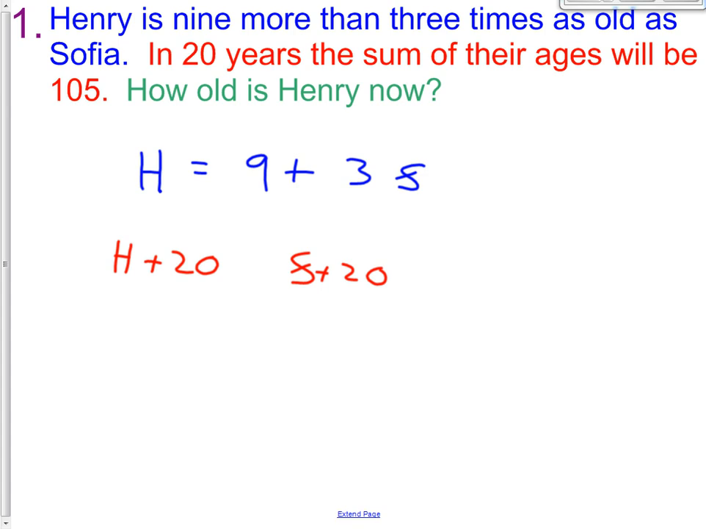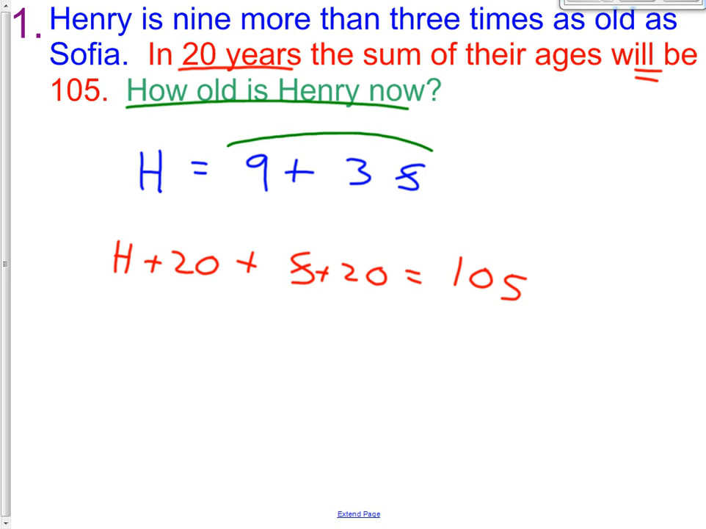So it says in 20 years, I've taken care of that, the sum of their ages, so adding their 2 ages, will be, that's another way of saying equals, so equals 105. So now we solve this system of equations, finding out how old Henry is.